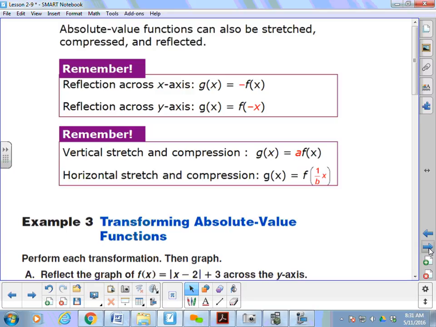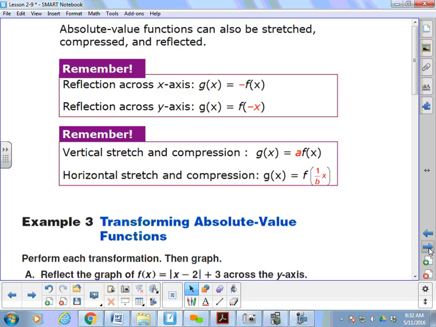For a vertical translation, I mean, really all you need for the vertical and horizontal ones, you could just have the vertex form down and just let yourself know, okay, h represents a horizontal translation. k represents a vertical translation.